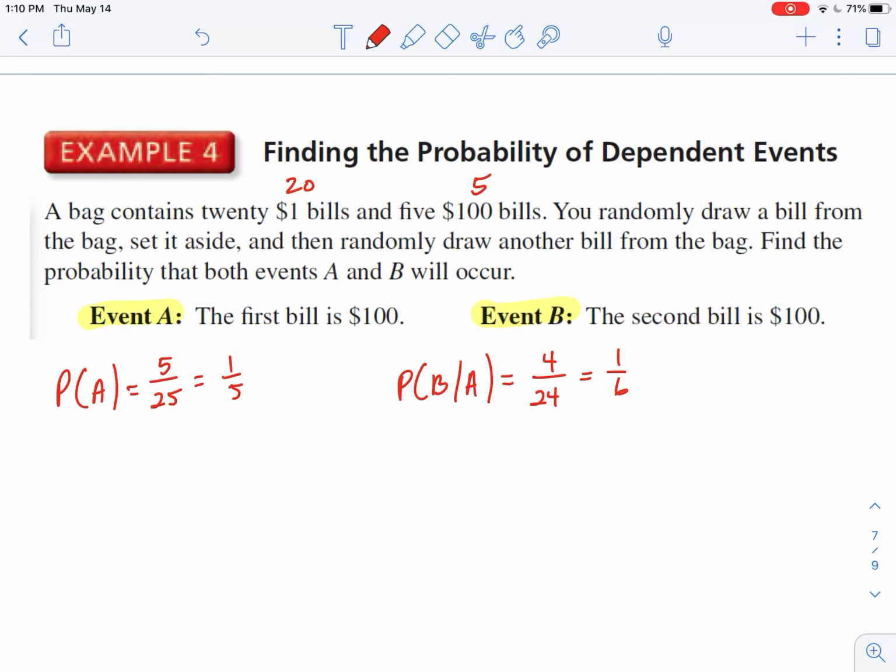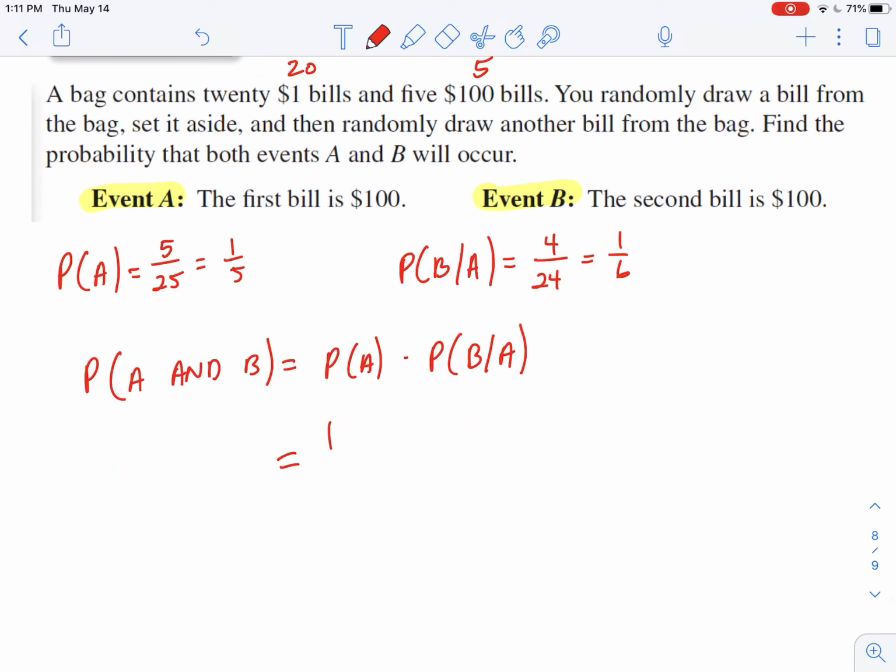And keep in mind, if we're looking for the probability of event A and the probability of event B occurring, then we're going to say the probability of event A times the probability of event B given that A took place, which means 1/5 times 1/6, which is, of course, 1/30. So that would be one way to answer the problem.